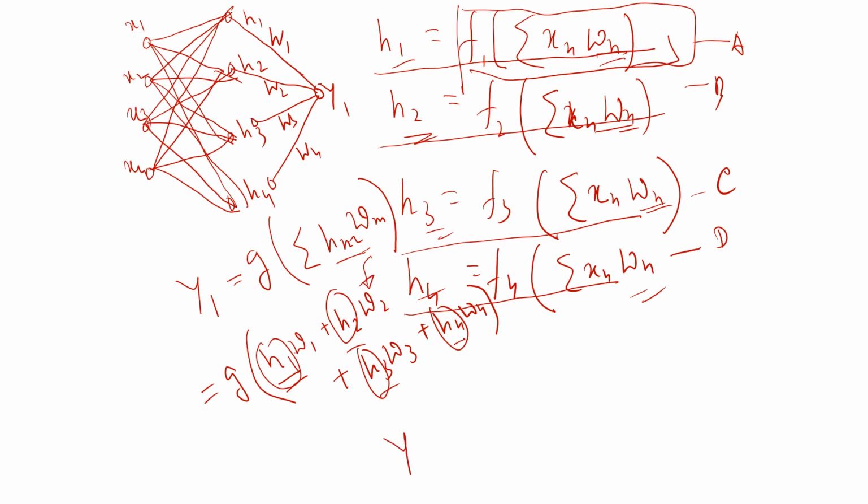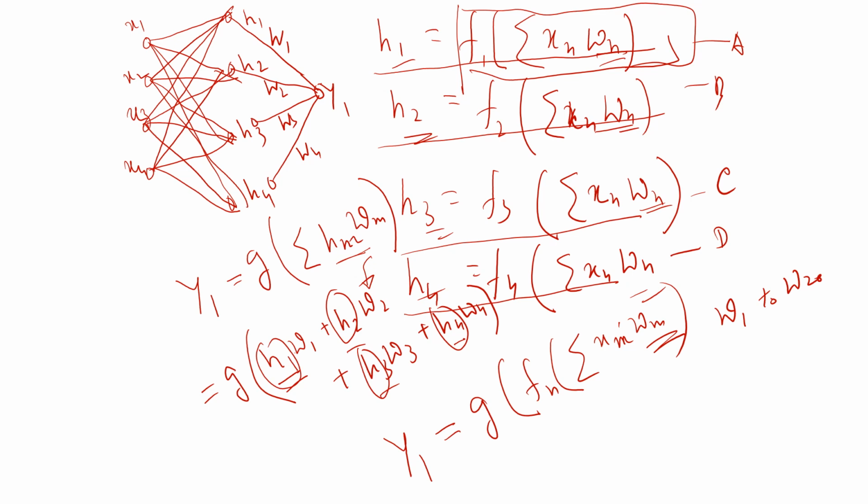So basically y1 will become equal to g of these functions of the summation of x's and w's, and these w's will be from w1 to w20, correct? But these x's will be m, and let it be n. So these will be m1 to m4. This let it be m also, m1 to 4.